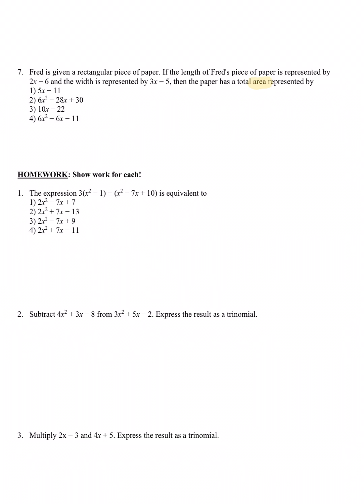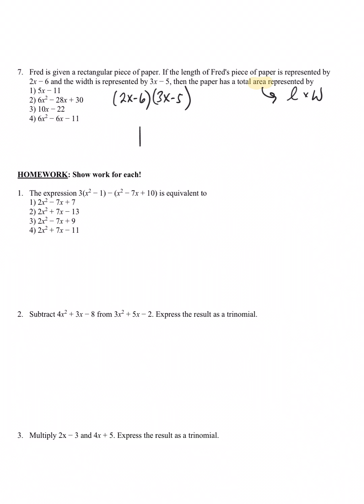So this is kind of introducing us into our next topic, which is going to be multiplication, because area of a rectangle is length times width. So essentially here we're going to be multiplying 2x minus 6 times 3x minus 5. So notice that there's no sign in between. When there's no sign in between, that represents multiplication.